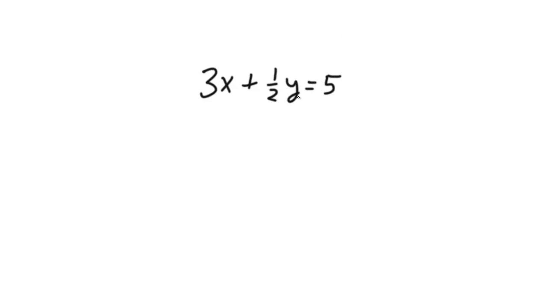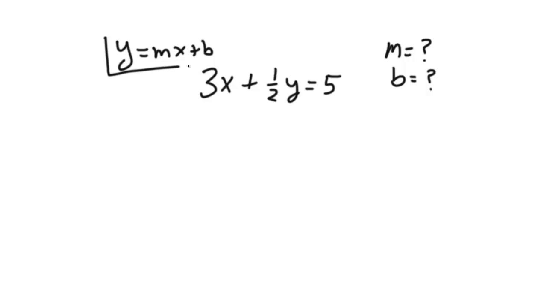Now let's take a look at another problem. Let's say we have 3x plus half y equals 5, right? Again, I want to find the slope and the y-intercept. Okay, so what I want to do is solve for y. I want it to be in terms of, well, y equals mx plus b, right? So that's my goal. So I'm going to minus 3x to both sides, right? Here we go.